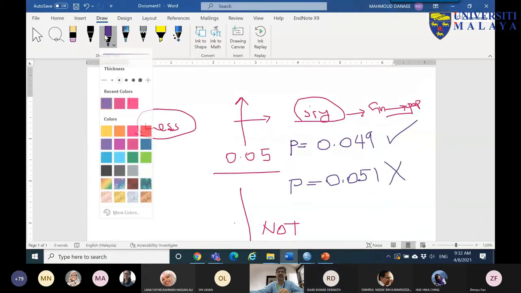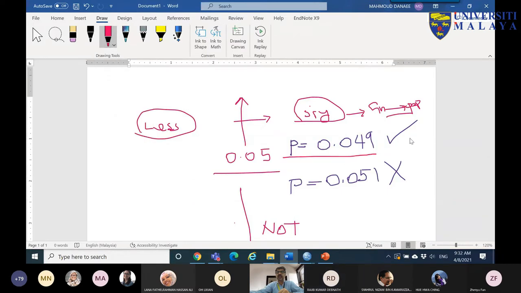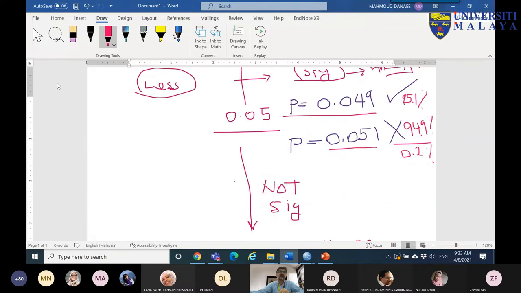So can you tell me how much the confidence is here? When your p-value is 0.049, it means you have 95.1% confidence, right? And here, how much is the confidence? 94.9%. How much is the difference between 95.1% and 94.9%? Only 0.2%.